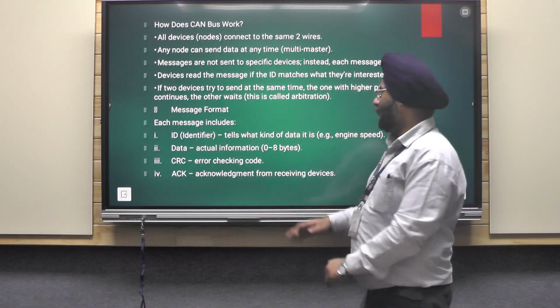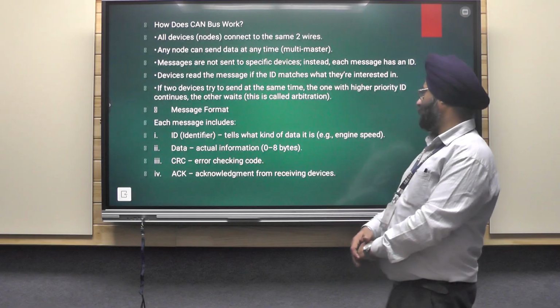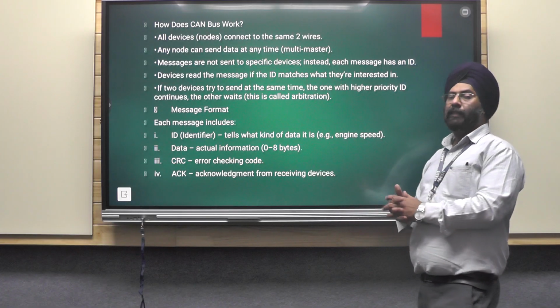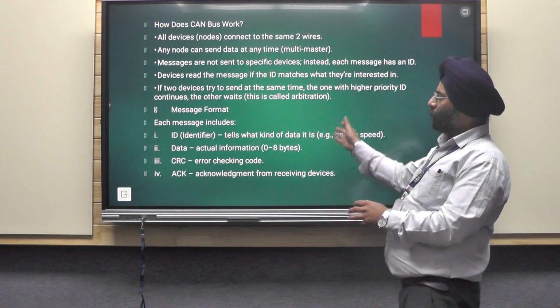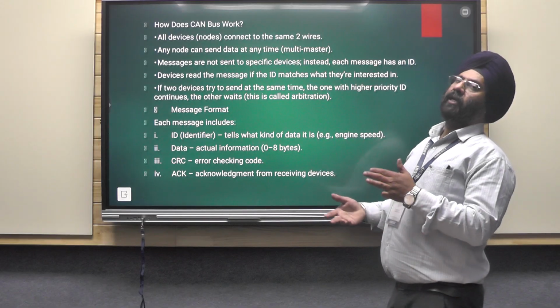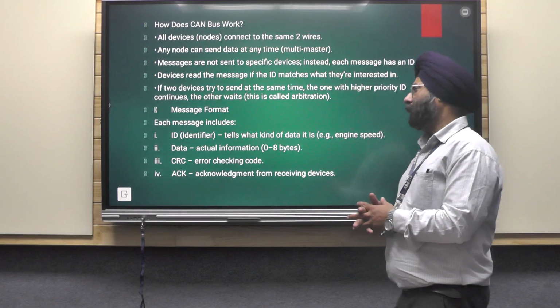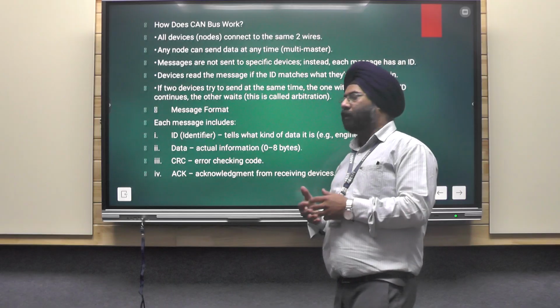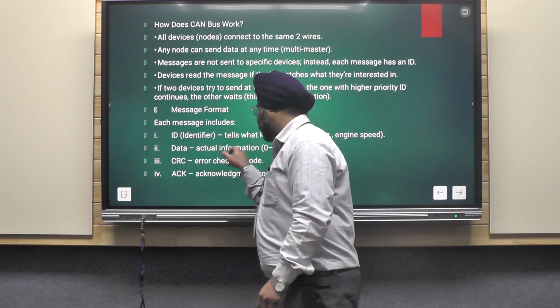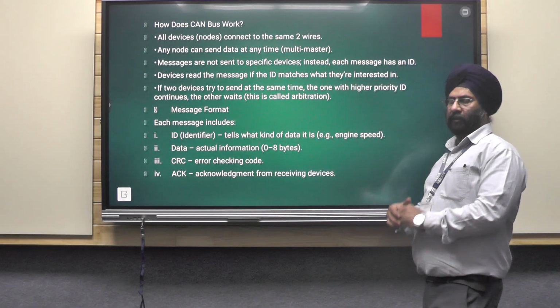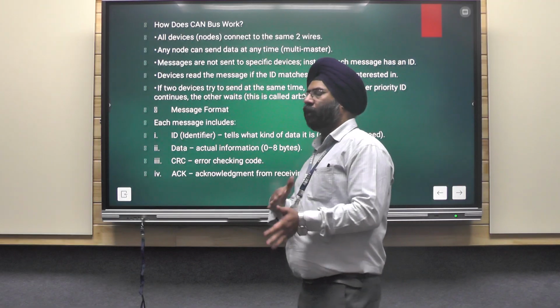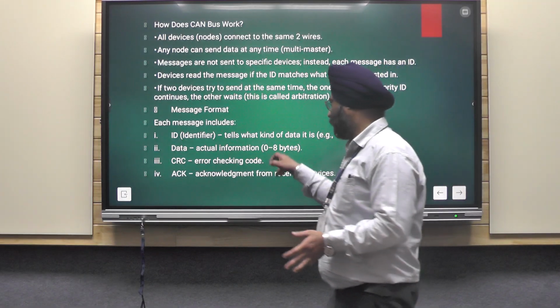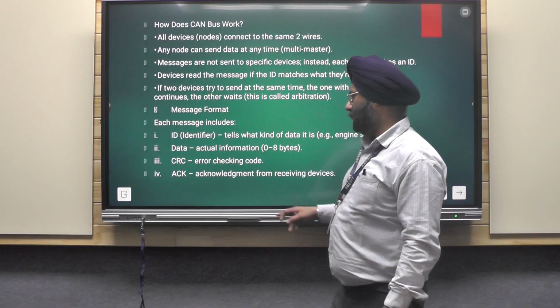ID, the identifier, tells what kind of data it is. Example: engine speed. I already told you this is for trucks and cars, and how the engine parts communicate with each other. Data: the actual information going from the transmitter to the receiver. That is 0 to 8 bytes.